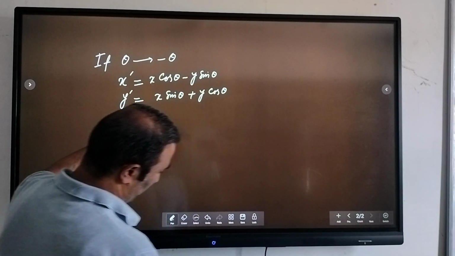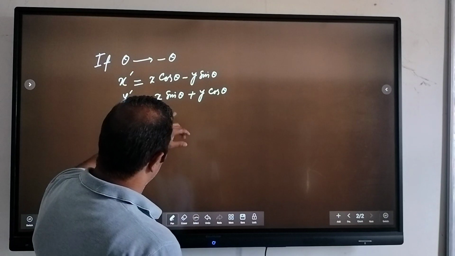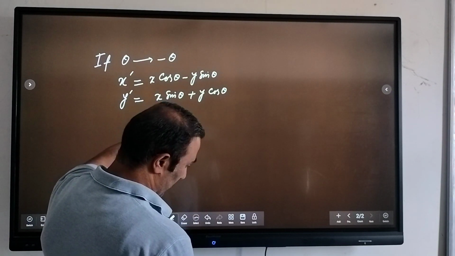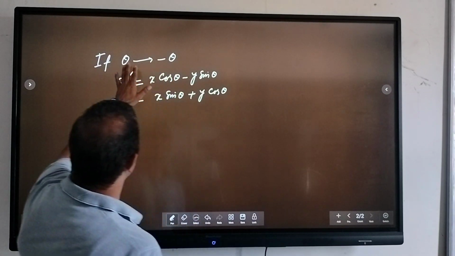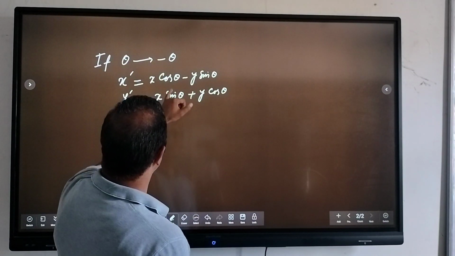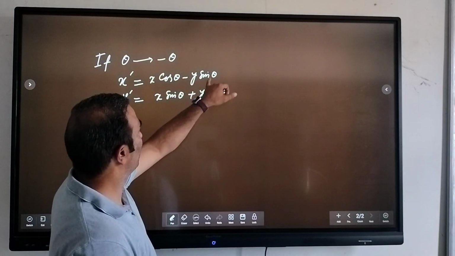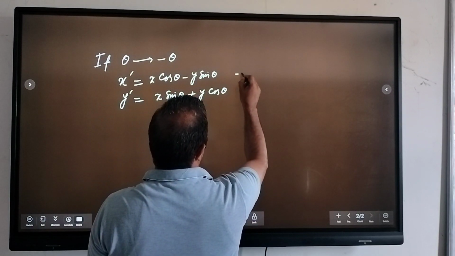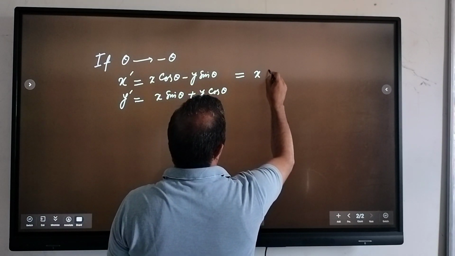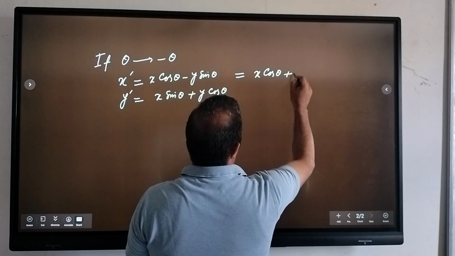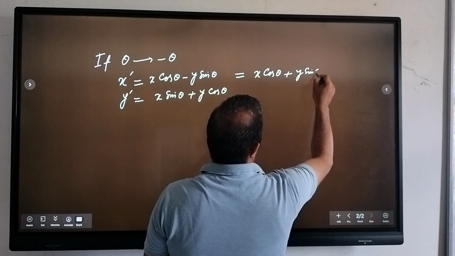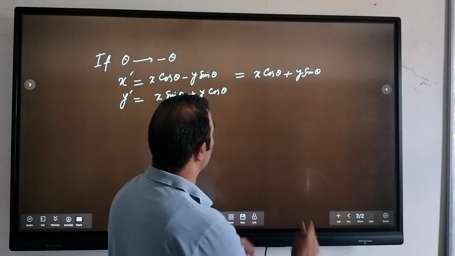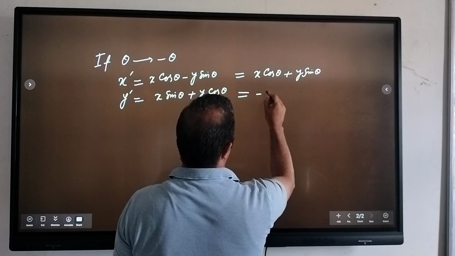So if I write now, y prime is equal to y cos theta plus x sin theta. That's correct. So if I change theta to minus theta, the cosine is an even function, so it will not change, but the sine will change. So by changing theta to minus theta, this will be equal to x cos theta plus y sin theta, because this will be sine of minus theta, that's minus sine of theta, so this will be plus y sin theta, and this is minus.